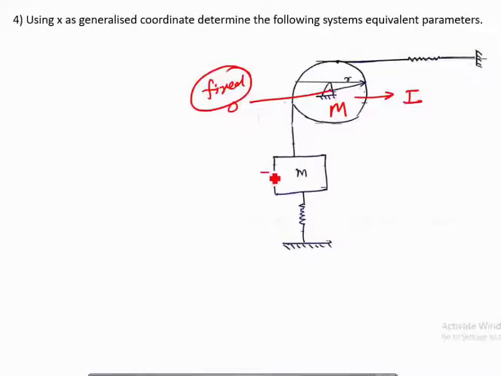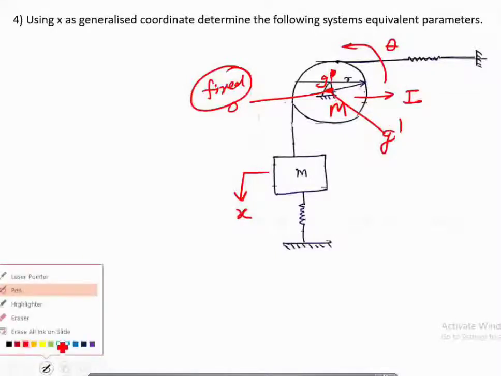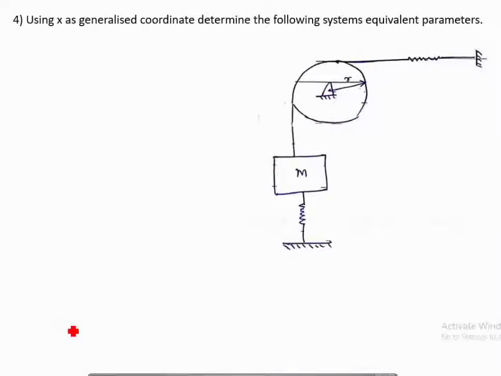So when you give a small displacement x to the mass n, this pulley will rotate by angle theta, but its CG from G to G dash will not get displaced because the center is fixed. So you will have a kinetic energy only rotational for this pulley. Okay, so let me start the problem.